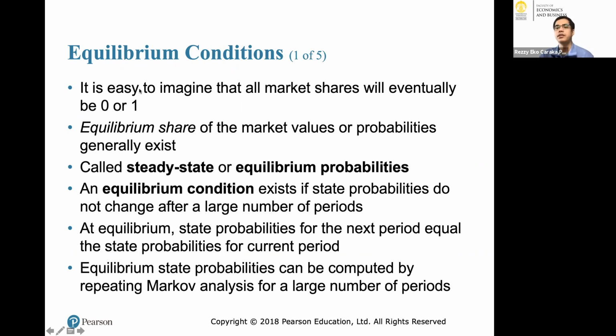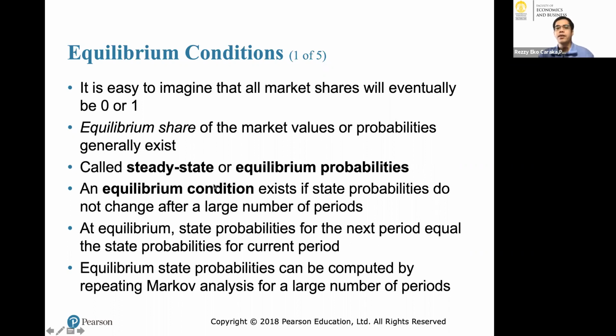So the probabilities will not be more than 1 or less than 0. So it is the information for the probability. If we're talking about the equilibrium shares of the market values, probabilities generally exist. That's why we can use the steady state or state space by using the equilibrium probabilities. So for every state, every condition, we can make the probabilities.